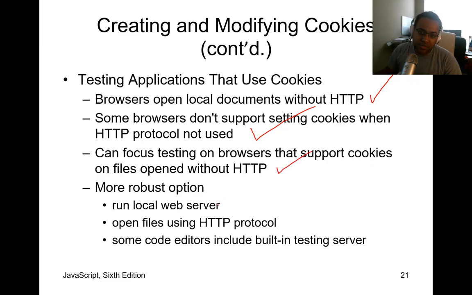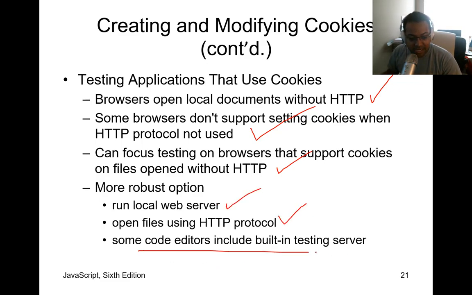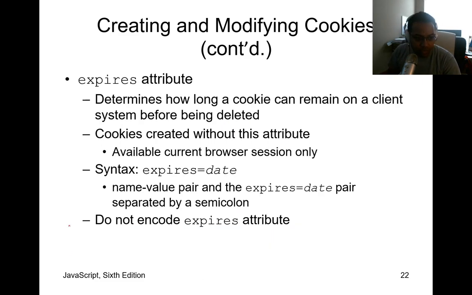A more robust option than testing on your box locally is to run it from a web server that opens things in HTTP protocol, and some editors have built-in testing servers, like Visual Studio. So, the expires attribute we've talked a lot about, and we'll go over it a little more. It determines how long a cookie can remain on a client system before being deleted. The cookies created without this attribute are available to the current browser session only.